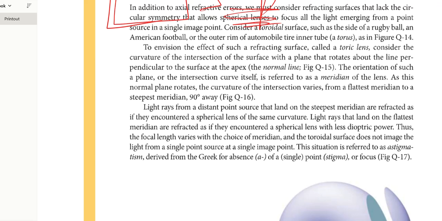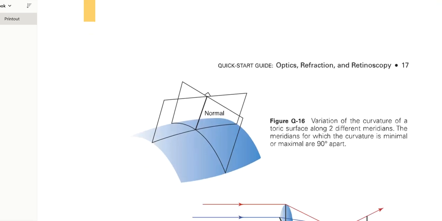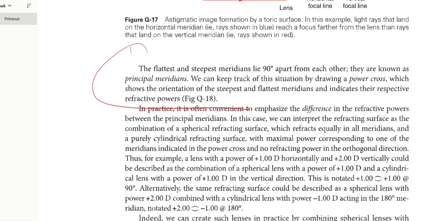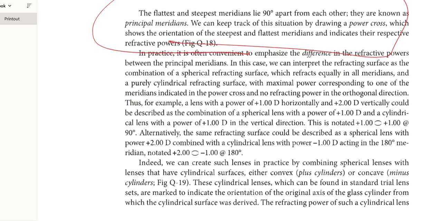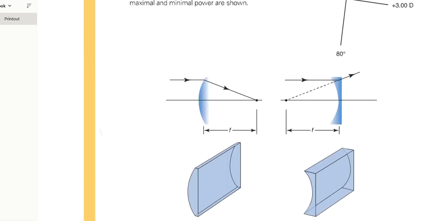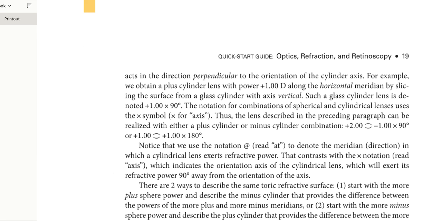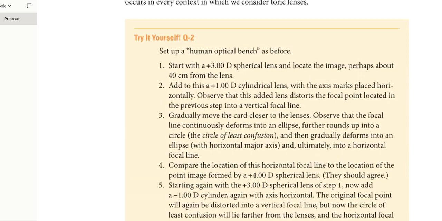Steeper meridian, flatter meridian. Please read very carefully. Please. Very important, okay? Flattest meridian. What are the principal meridians? Read this. Not important.